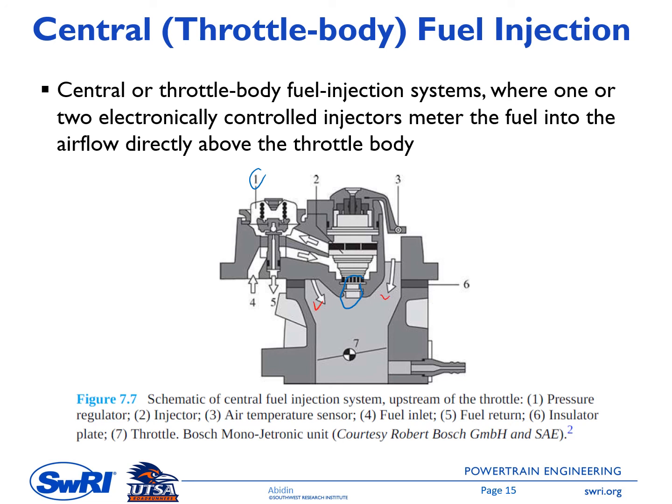Then number four here is the supply of fuel from the fuel tank, and this, I think, is the fuel return. This one is the throttle plate, and the mixture will enter the engine through this passage. So you can see in here we have one injector. It is placed upstream of the throttle plate, and there will be a mixing of the fuel and air along this area, and it will continue also downstream of the throttle plate. This one is a schematic from a Bosch Mono-Jetronic unit.